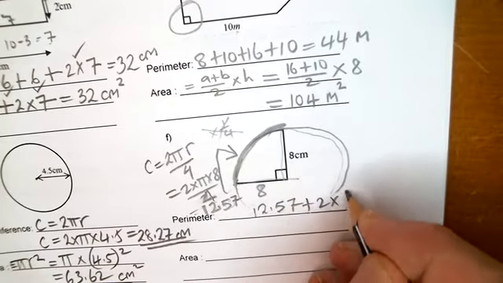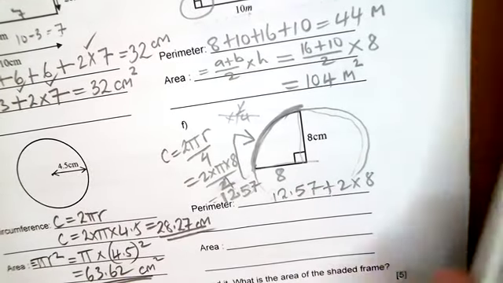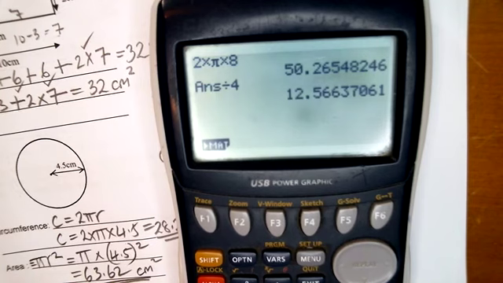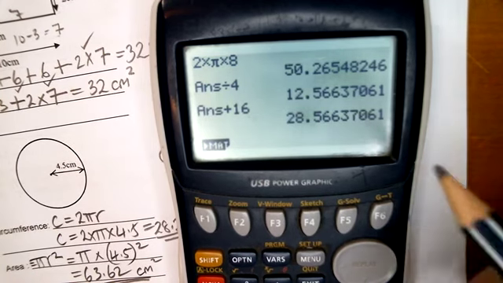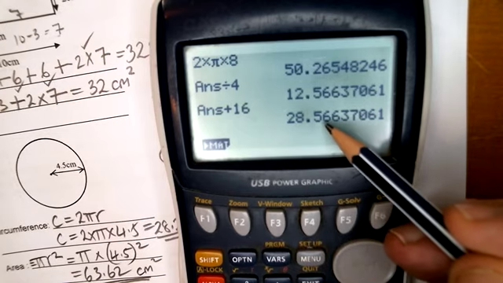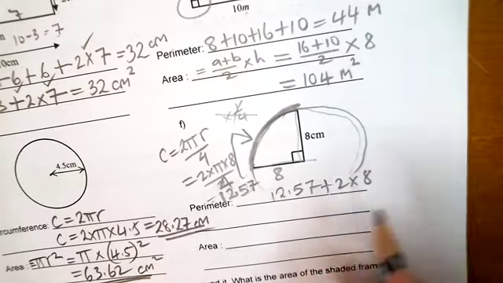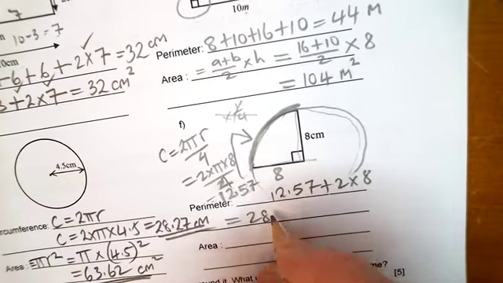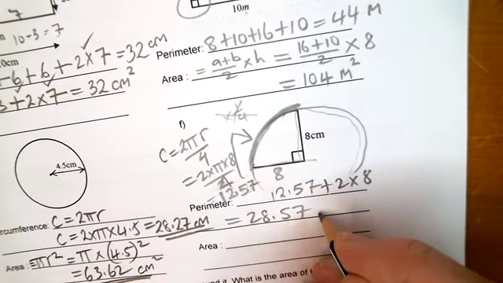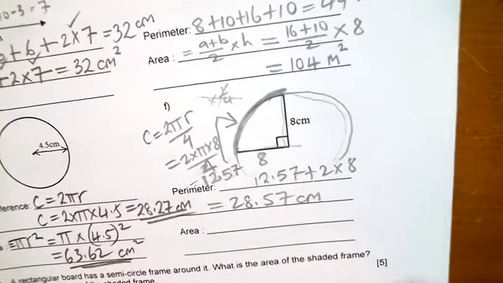Plus 2 lots of 8. Here we go. So the perimeter is 12.57 plus 2 lots of 8, which is 16, and we get 28.5. I'm going to call it 28.57 because that's greater than 4. So 28.57, and it's going to be centimetres.